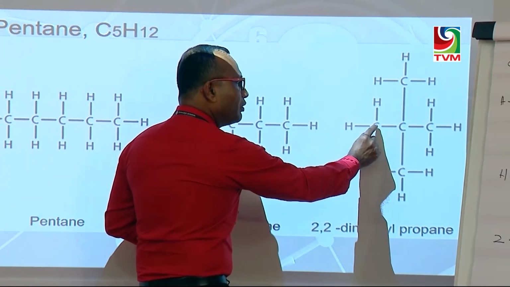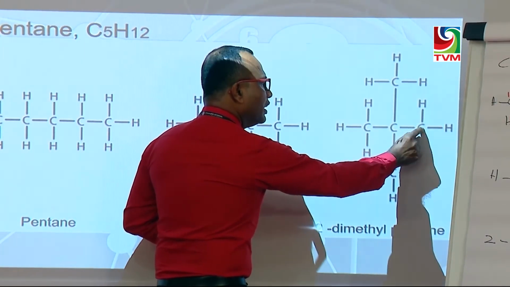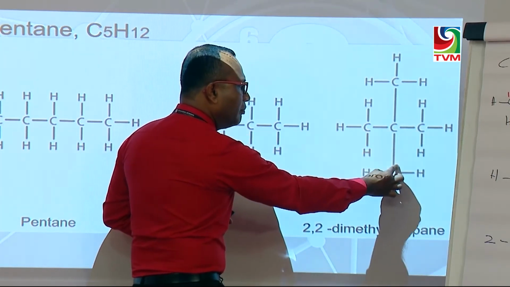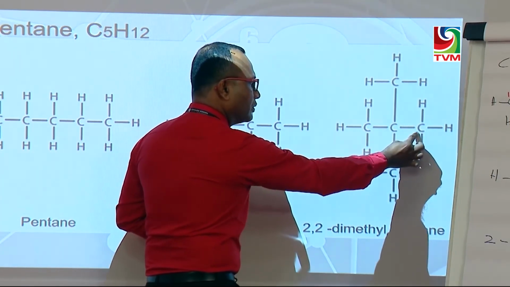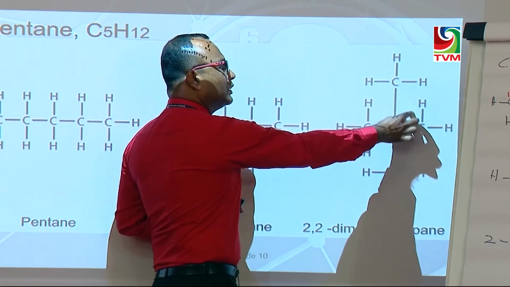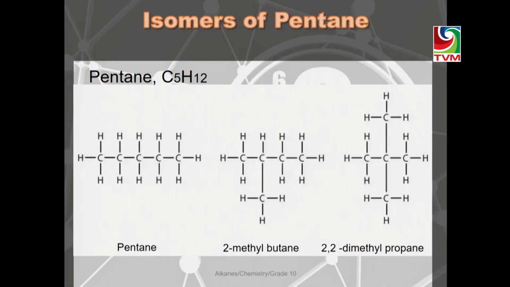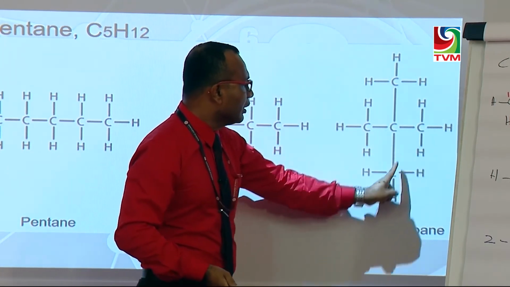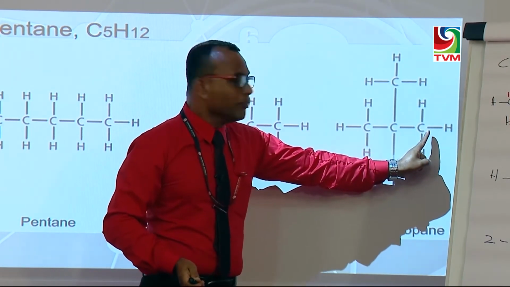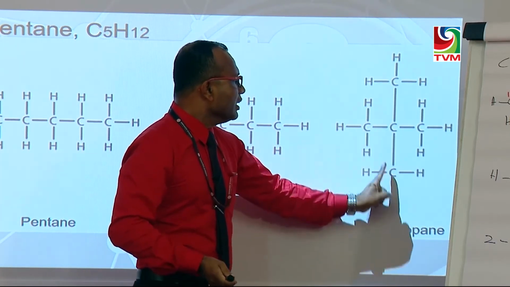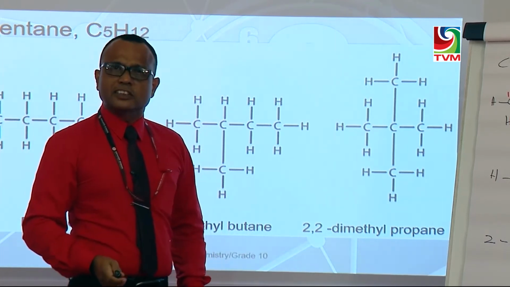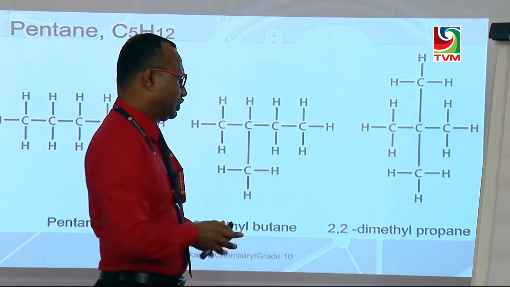If I start from this end, 1, 2, 3, I can count up to 3, but I can't count this carbon. No bond between these 2 carbon. And I can start even from this carbon, 1, 2, 3, but I can't count these 2 carbon. I can start from this carbon, 1, 2, 3, then I can't count these 2 carbon. So anyhow we get maximum 3 carbon in the structure.